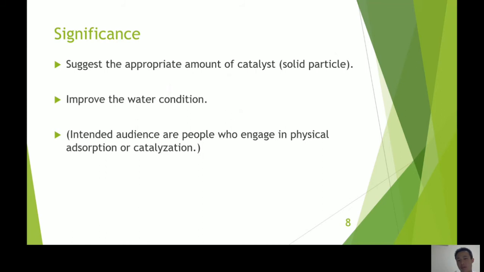The significance of the research is that I can suggest the appropriate amount of catalyst added in industrial production, because the production is usually performed on a great scale. If we only add a little bit of catalyst, the reaction rate will not be promoted that much. However, if we add too much catalyst, the additional increase of the reaction rate is not worth the amount of catalyst added. Also, my research can help to improve water conditions, since we can use physical adsorption to absorb some pollutants in water. And my intended audience are people who engage in physical adsorption or catalysis.